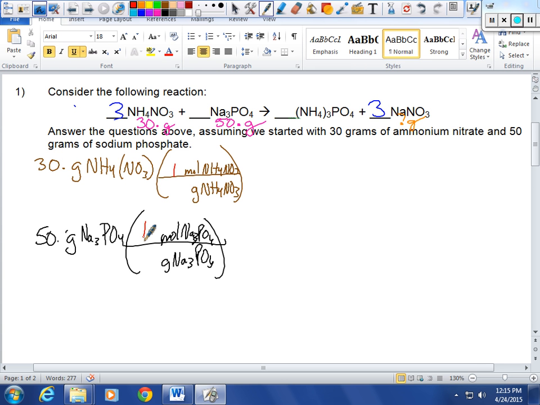Alright, so I've got 14.01 times 2 plus 4.04 plus 16 times 3 gives me a total mass of 80.06. And then the bottom one is 22.99 times 3 plus phosphorus is 30.97 plus 16 times 4 gives me a grand total of 163.94. So those are my masses.